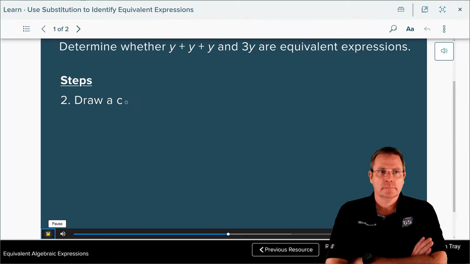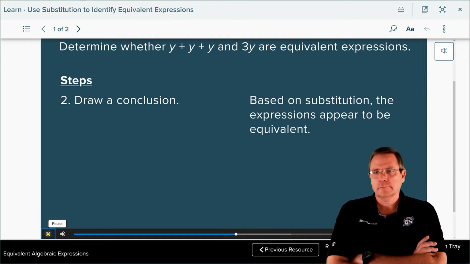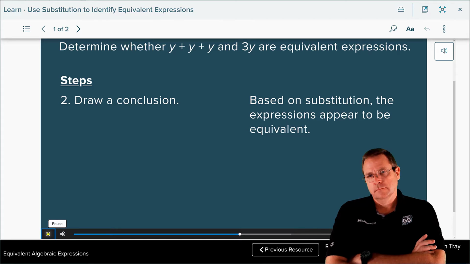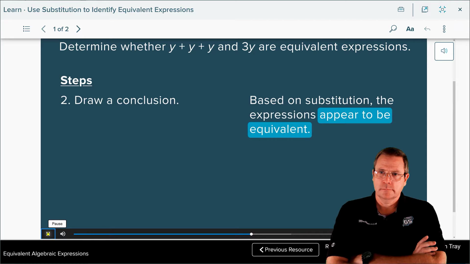Next, draw a conclusion about the expressions. If the substitution shows that the expressions have the same value for more than one value of the variable, you can conclude that the expressions appear to be equivalent.